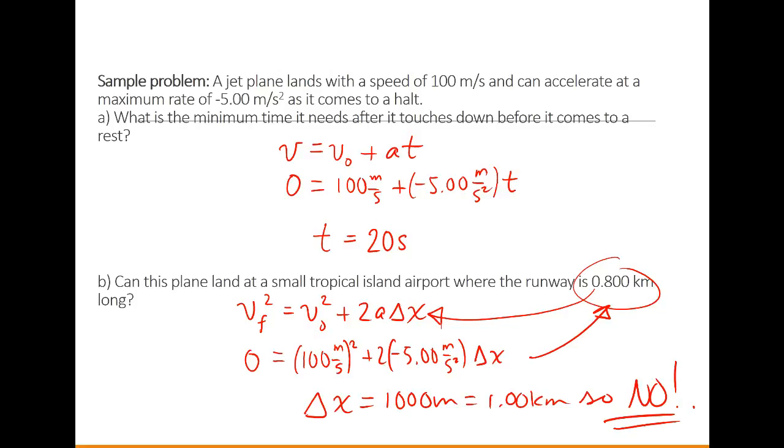Okay, so that's the basics of using the kinematic equations. And next time we'll wrap up this unit by talking about how to apply those equations to free fall.